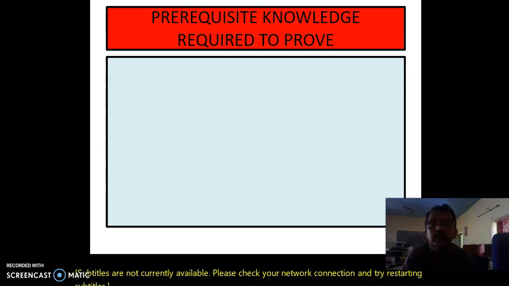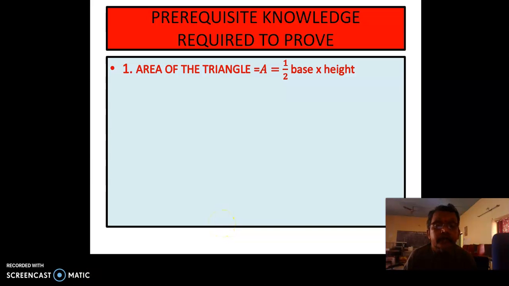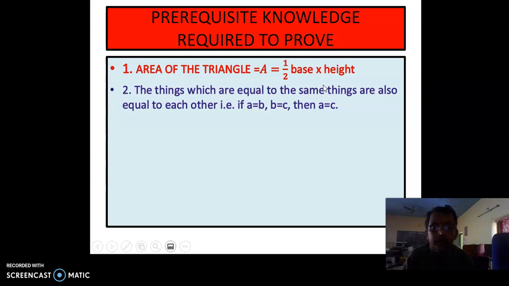To study the Thales theorem, this much prerequisite knowledge is very necessary. So let us think about this. Area of the triangle is A equal to half base into height. This you already know from your primary classes. So this knowledge is very useful to learn or prove this.